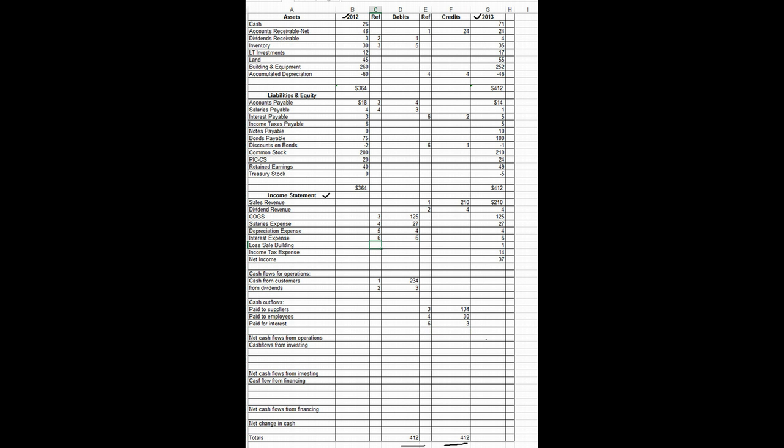A loss on the sale of building. Losses have a debit balance. I'm on transaction 7, so I'll get my 1 in. And now, how are you going to know how much the building was, how much cash you got, what accumulated depreciation was? The only answer is to visit the other data.